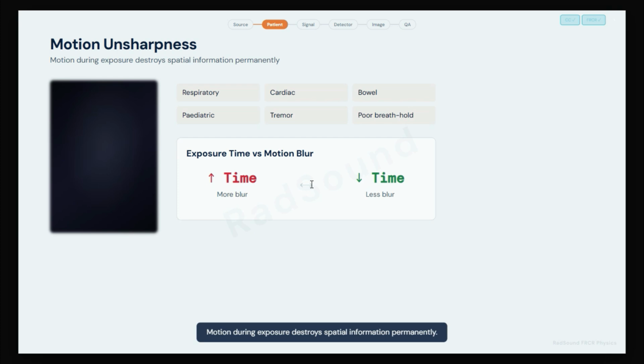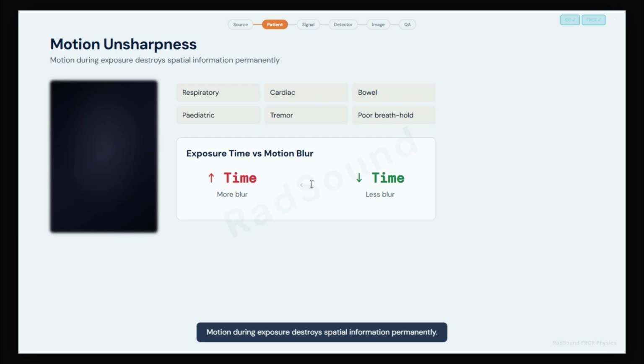For bowel motion, sometimes you can give drugs that may minimize it. For pediatrics, feed and calm. Just feed the baby about 30 minutes prior. Feed the baby and capture, which will take only 2 minutes, or let the mom be nearby the baby. For respiratory motion, use proper communication and breath holding, telling the patient to hold their breath for a few seconds.